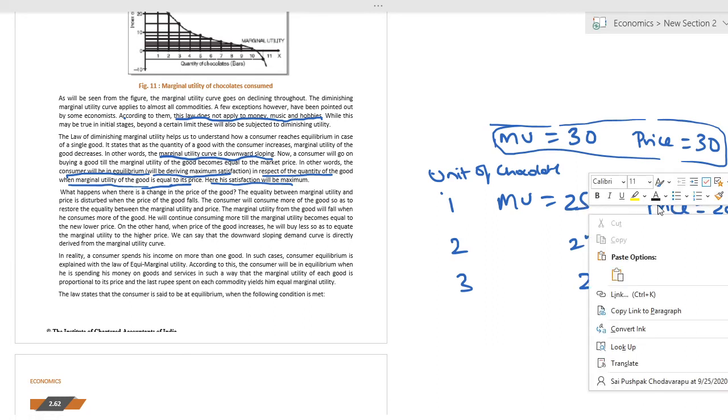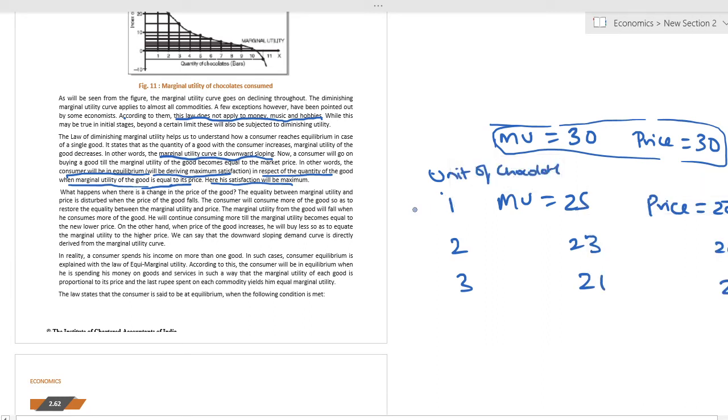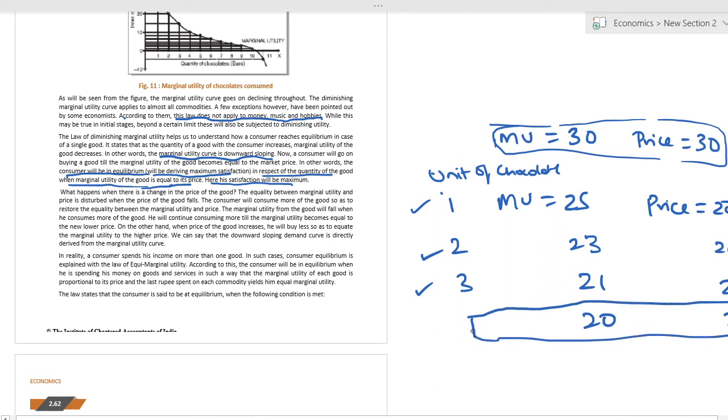Here he is in a surplus. He is enjoying because he was ready to pay 25, but he is getting it at 20 only. So he is at a surplus. Here also he is at a surplus. Here also he is at a surplus. So when MU becomes 20 and the price becomes 20, this is nothing but equilibrium. You got it?